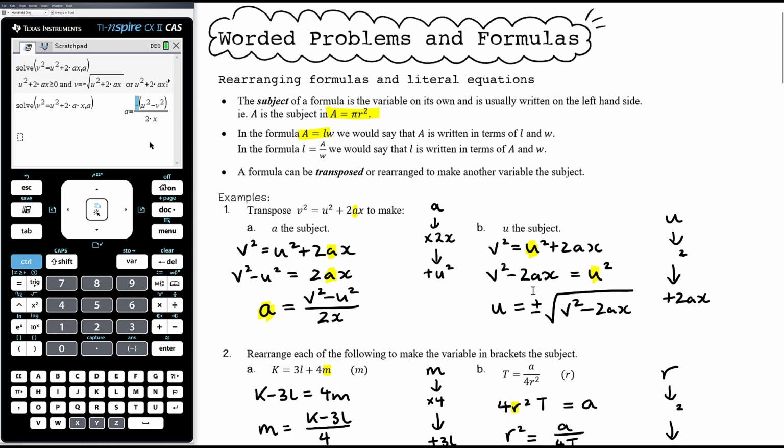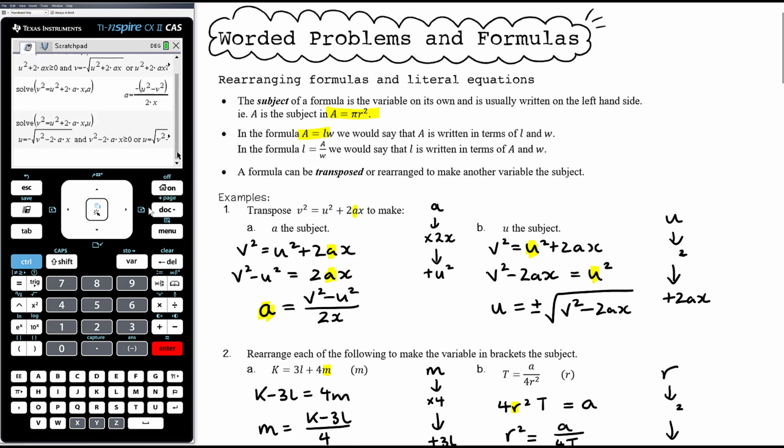Now in part B of example 1, we rearrange the same formula to make u the subject. So if I scroll up, press enter to copy down this line, and instead of solving for a, change that to solving for u. We should get our formula. Now it gets a bit ugly with the square roots, but here's the first bit that I'm interested in. u equals the negative square root of v squared minus 2ax. This bit here is just about saying that it's only going to be true if certain things are positive, so we don't really need to worry too much about that right now. And here's the other part of my answer, u is equal to the positive square root of v squared minus 2ax.